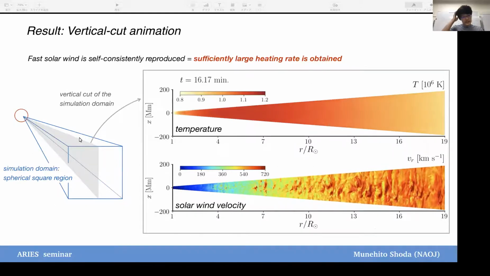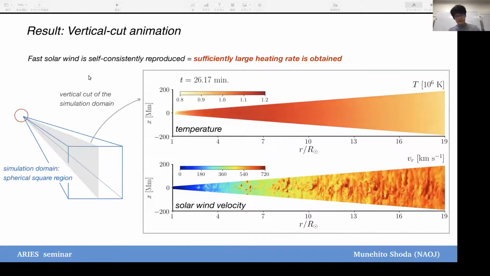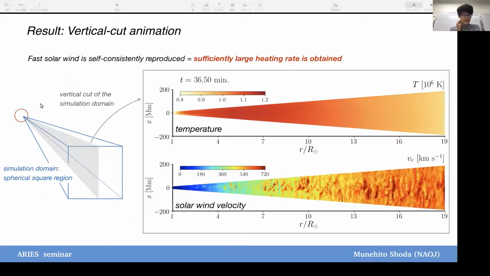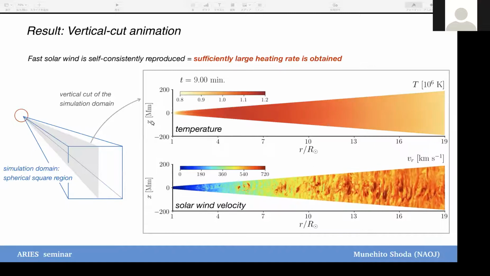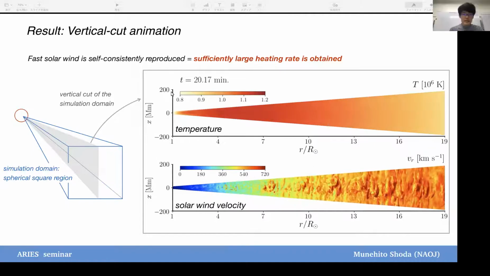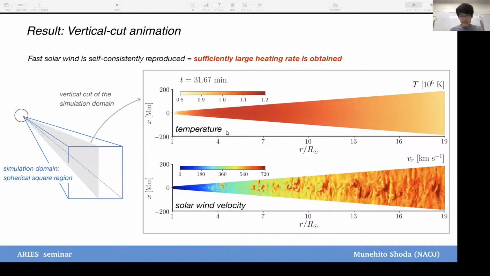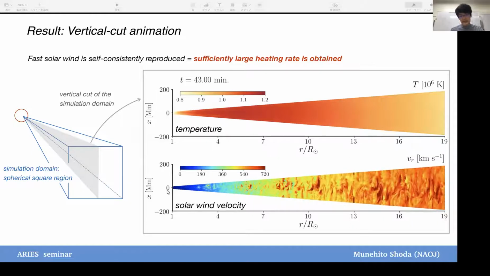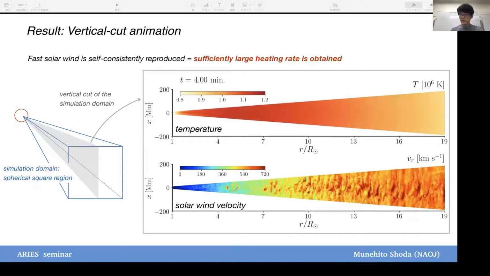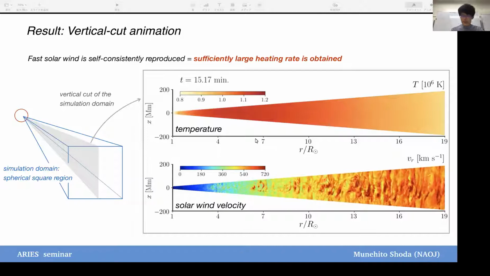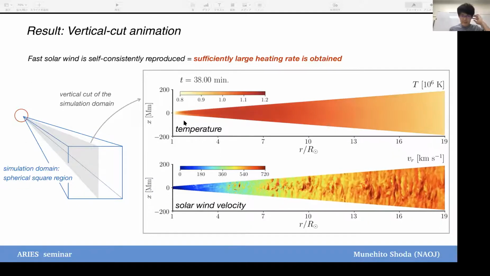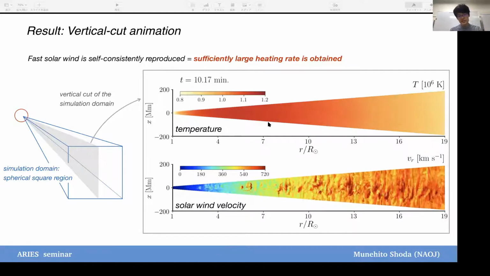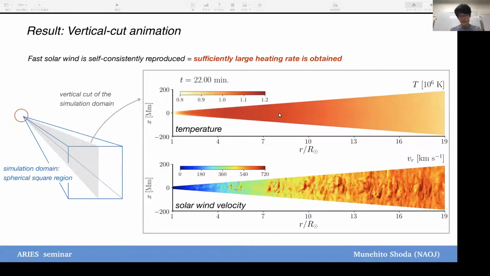So this is the simulation result. What I'm showing here is the vertical cut of the simulation domain. The top panel corresponds to the temperature, and the bottom panel corresponds to the solar wind velocity. And you can see that the maximum temperature of the solar wind exceeds 1 million Kelvin.